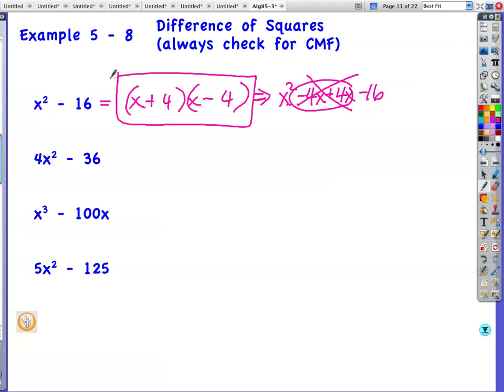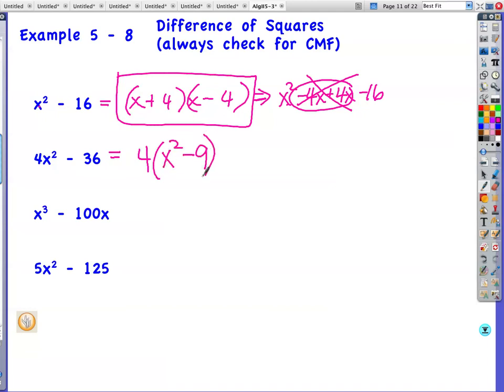So this is the correct factoring. All right, let's go on. Is there a common factor? You have to force yourself to check. Is there a common factor between 4x squared and 36? I believe so. It's 4. Okay, so now I have x squared minus 9.